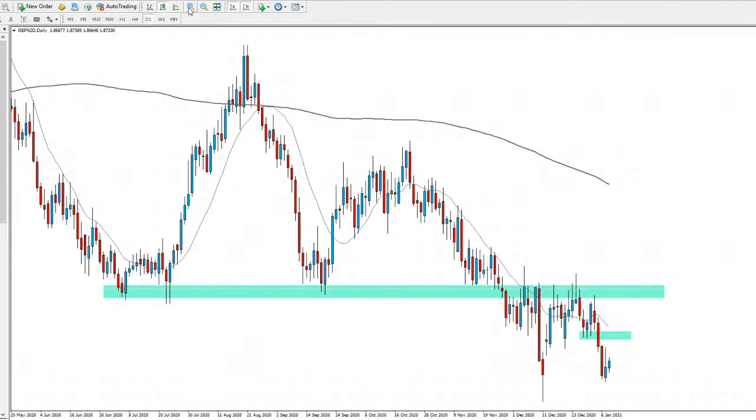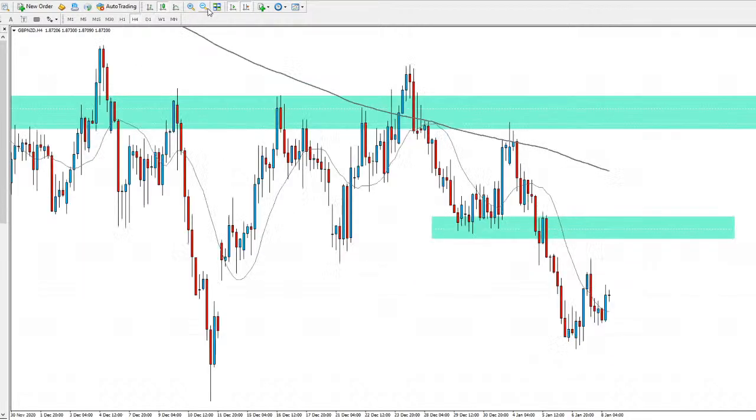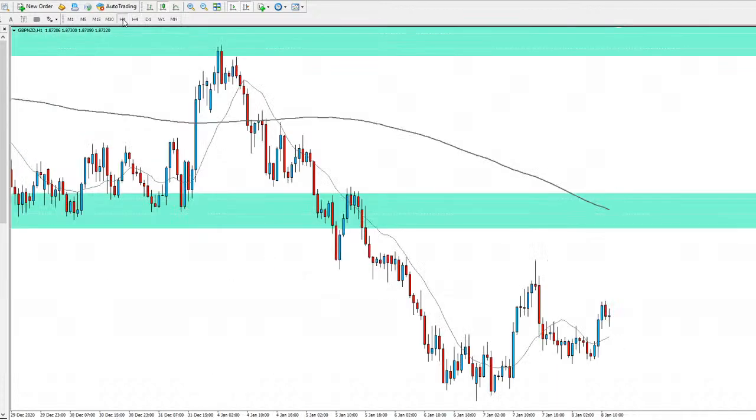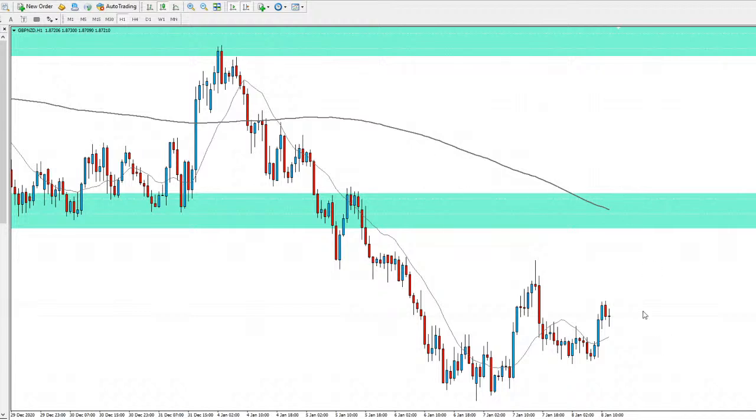For GBPNZD, as you can see, we did have a strong break of that level, so expecting to see a retest potentially, then maybe we see price fall back to the downside for this one. But again, we are starting to see some strong bullish price action coming back into the market. So again, expecting GBPNZD to see a swing into that area potentially, and then maybe fall back to the downside if you do find some resistance there.